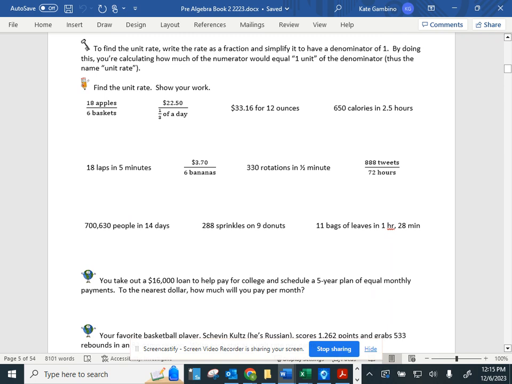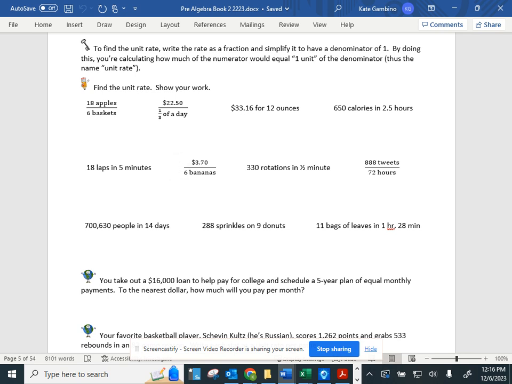To find the unit rate, you're going to write the rate as a fraction. So when we have it written out, you're going to turn it into a fraction and simplify it to have a denominator of 1. By doing this, you're calculating how much of the numerator would equal 1 unit of the denominator, thus the name unit rate.